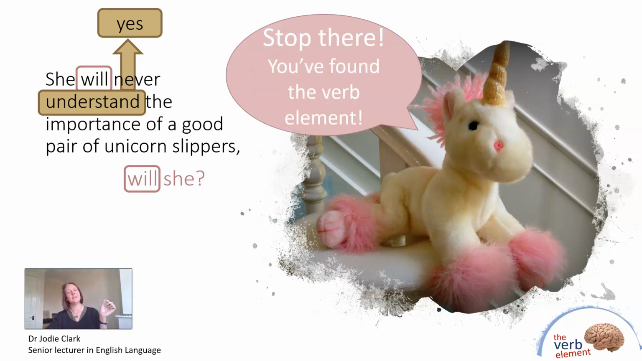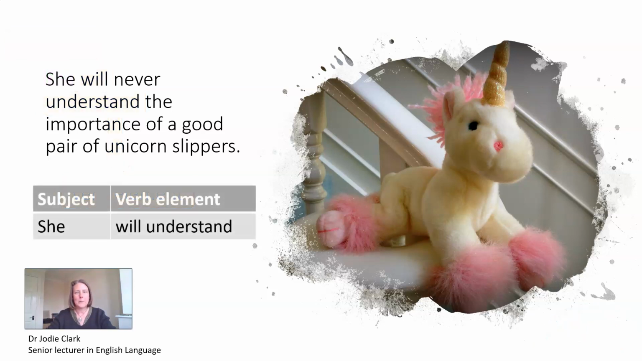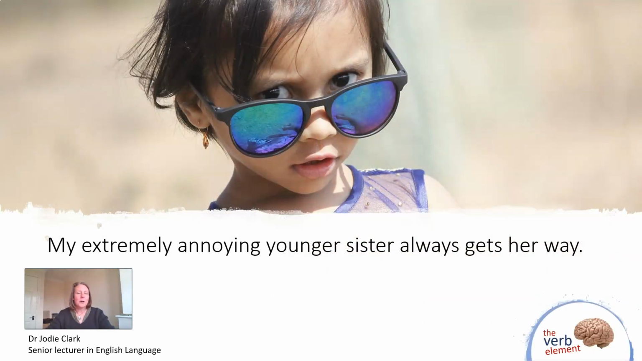Okay, so what we're realizing is not everything that comes between the first auxiliary and the lexical verb is necessarily part of the verb element. Other little words can sneak in there, usually adverbs. Okay, so our verb element is will understand, our subject is she, and there we go. You could have also said she will always understand, and always wouldn't have been part of it. She will unfortunately never understand, and unfortunately and never, both adverbs, wouldn't be part of your verb element. Okay? And then this final one, my extremely annoying younger sister always gets her way.